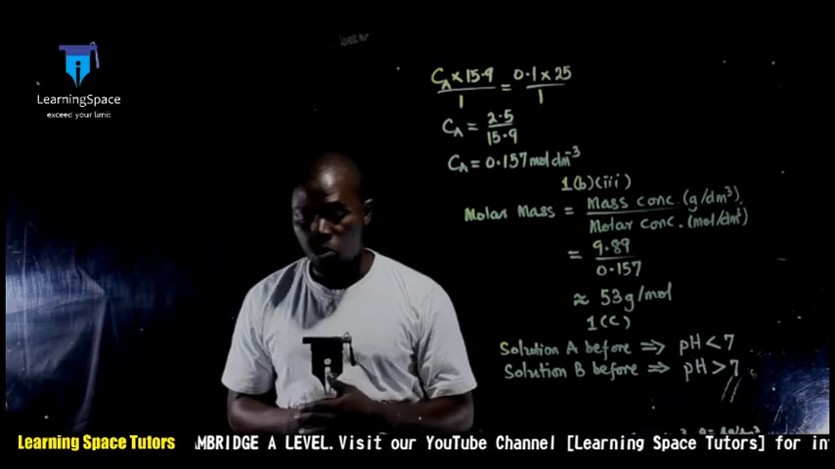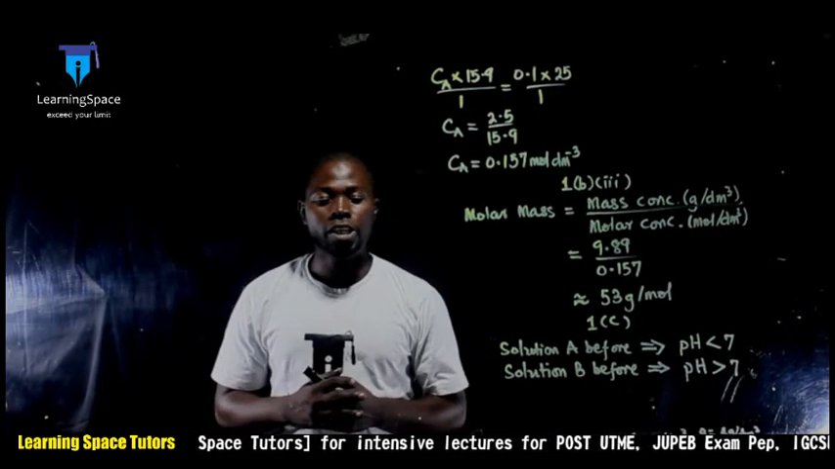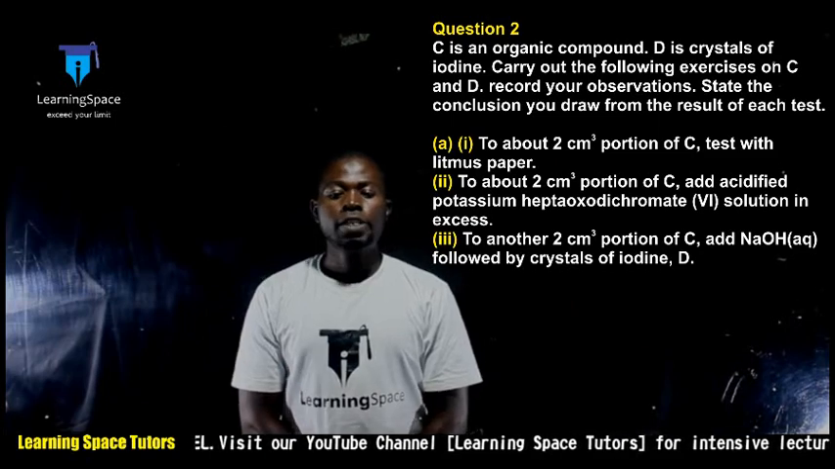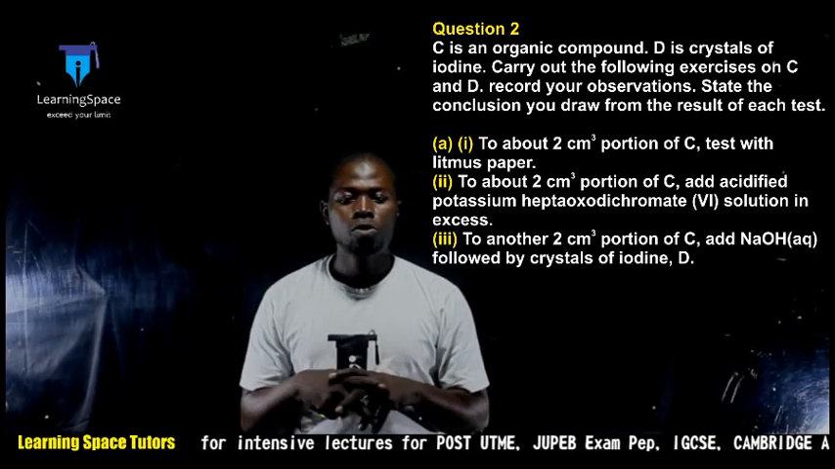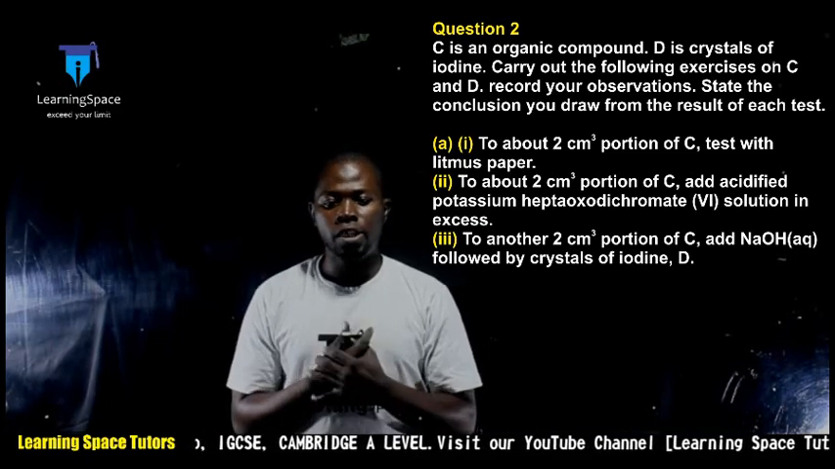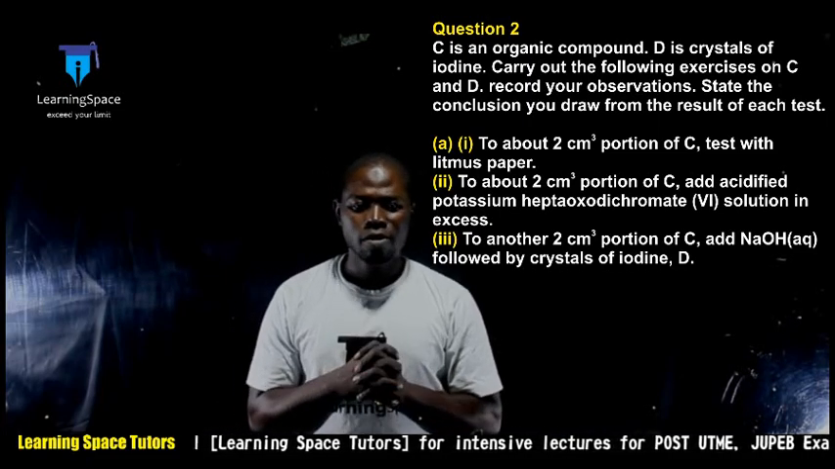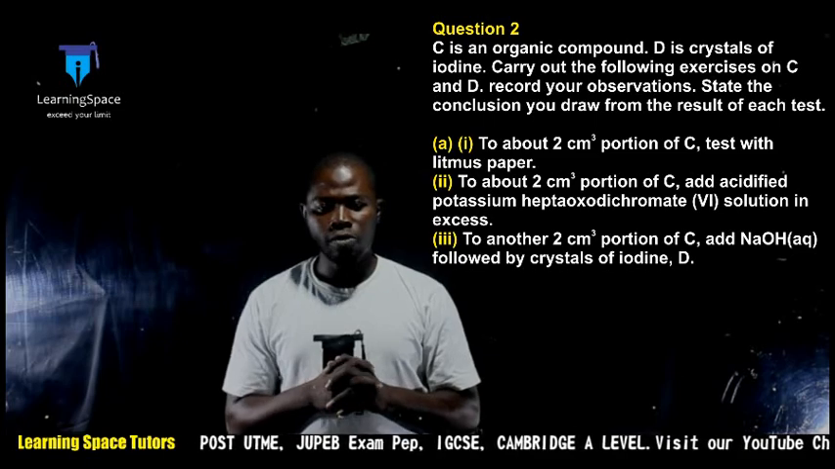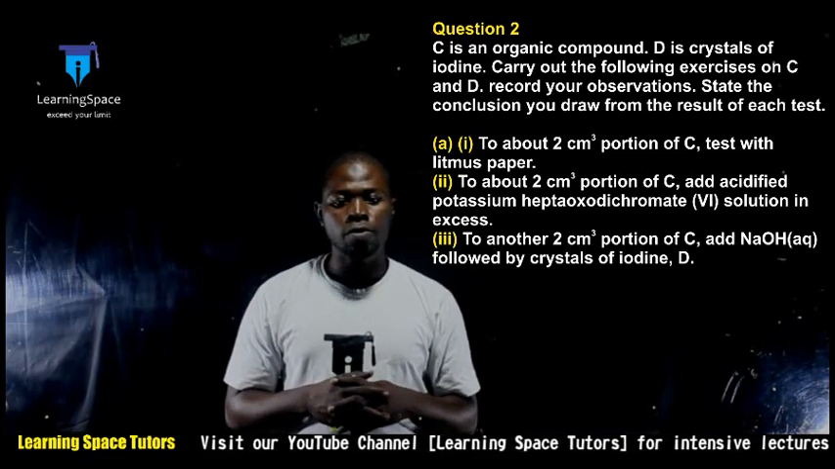So we will move to question 2, and usually our question 2 is on qualitative analysis. So let's go there. Question number 2 is usually on qualitative analysis, where you will be carrying out tests on cations and anions. But in this case, we are told that C is an organic compound, D is crystals of iodine. So you carry out the following exercises on C and D. Record your observations, and state the conclusion you draw from the result of each test.